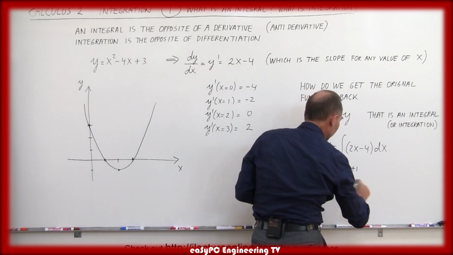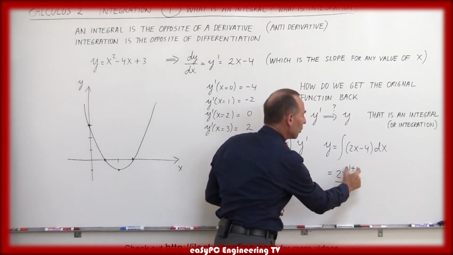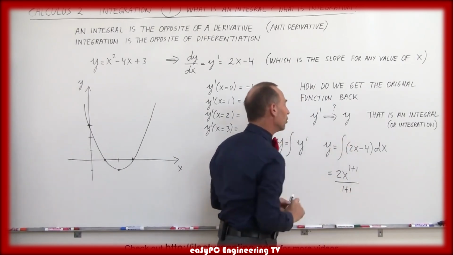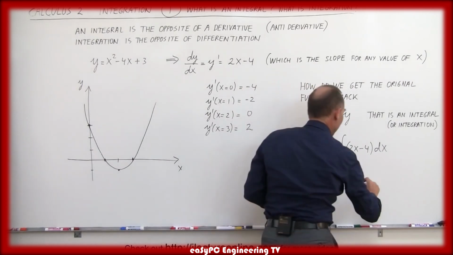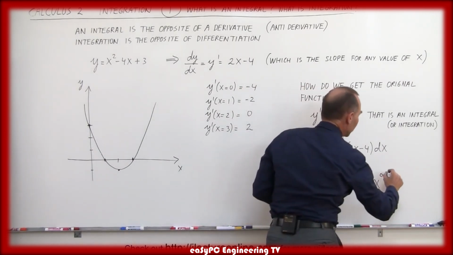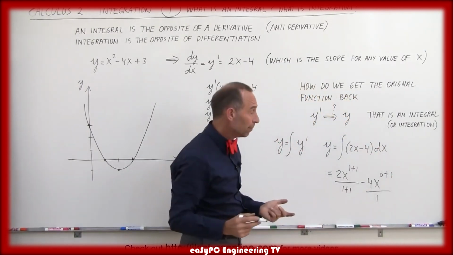So 1 plus 1, which is actually 2, but I just want to show you what that means. So we write 2x to the 1 exponent more, or 1 more to the exponent, divided by the new exponent, minus 4. Remember, this was 4x to the 0 power. We're going to add 1 to the exponent and divide by the new exponent, which is 1.